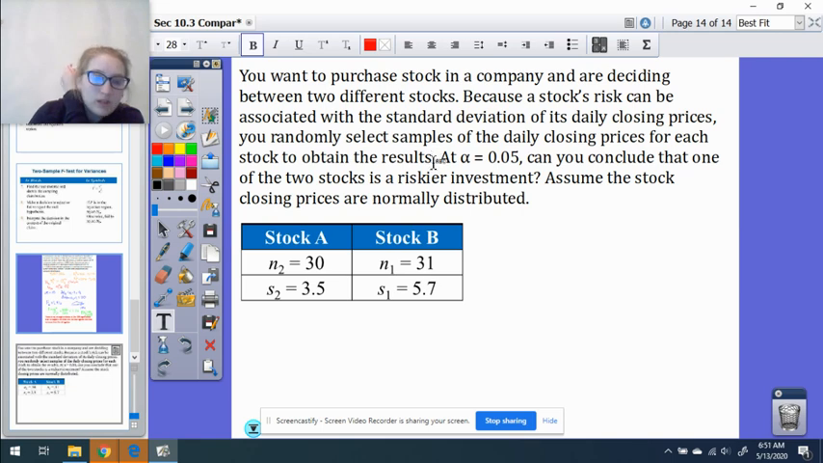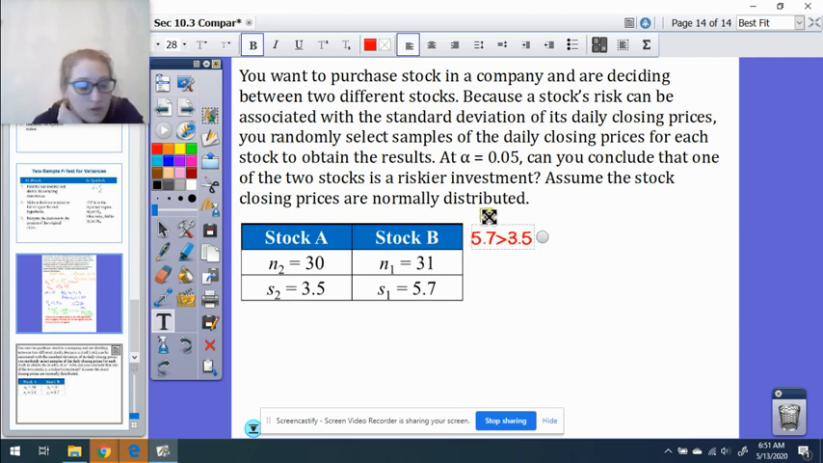Okay, so the first thing that I need you to notice is that I already labeled it here for you, but 5.7 is greater than 3.5. So that gives me the fact that this is 1, and so stock B is 1 and stock A is 2.